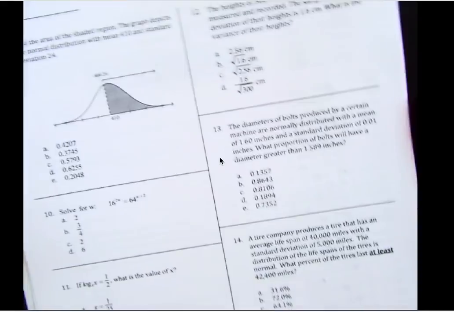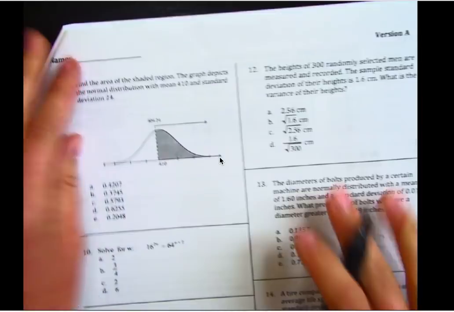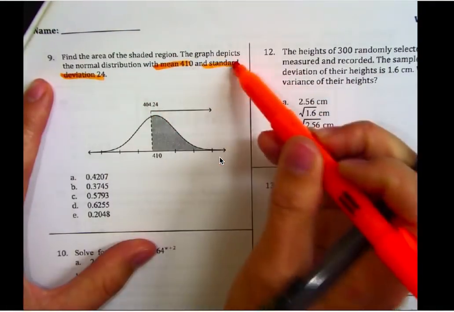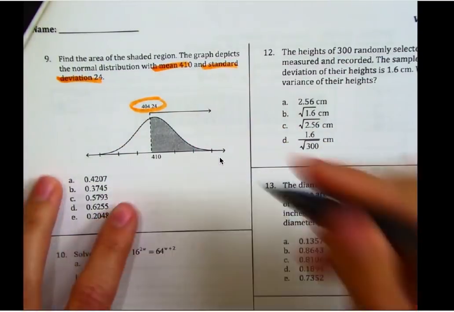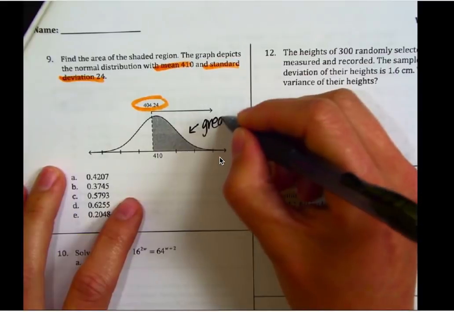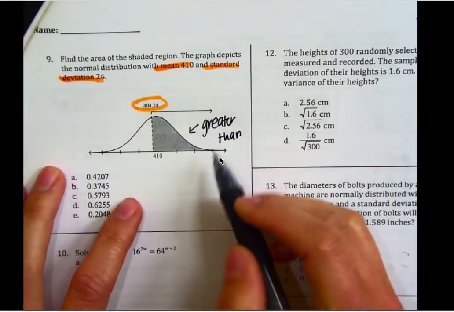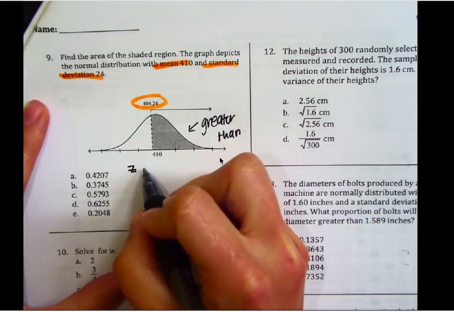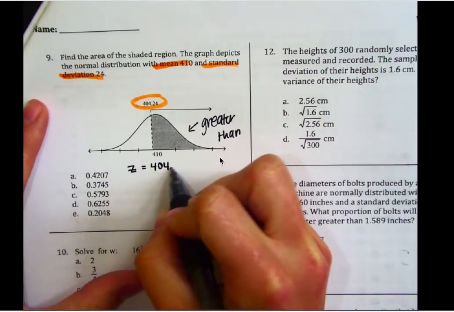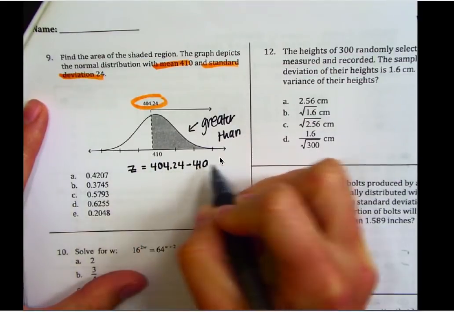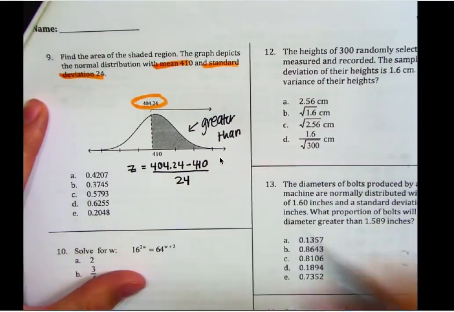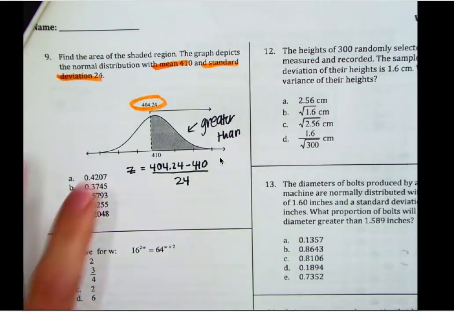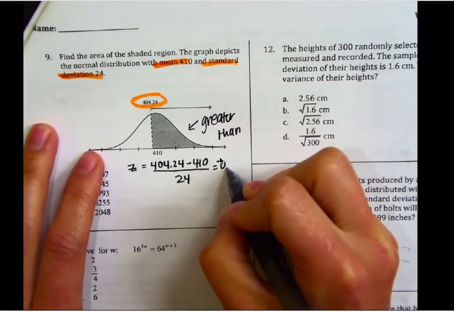Okay, so we're going to move on to number 9. Similar problem, giving us the mean, they're giving us the standard deviation, and they're giving us a value that we want to find, but this time we're shaded to the right or greater than. So it's going to be an extra step. We're going to be finding the complement of the table value. So again, we are going to use the z-score formula. We have a value of 404.24 minus the mean of 410 divided by standard deviation of 24. When we do that in the calculator, we get negative 0.24.